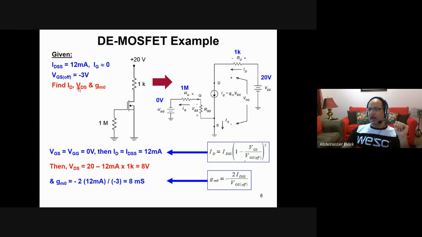Okay, and then we need to find VDS. VDS, as I said, you can calculate from here or from here. VDS is this voltage here, equal to 20 volts minus ID times 1 kilo ohm. That's it. GM0, you use this equation here: it is 2 times IDSS, which we have, 12 mA, over VGS off, equal to -3. So this is GM0. There it is. Very simple. The problems in DMOSFET and JFET are so simple.